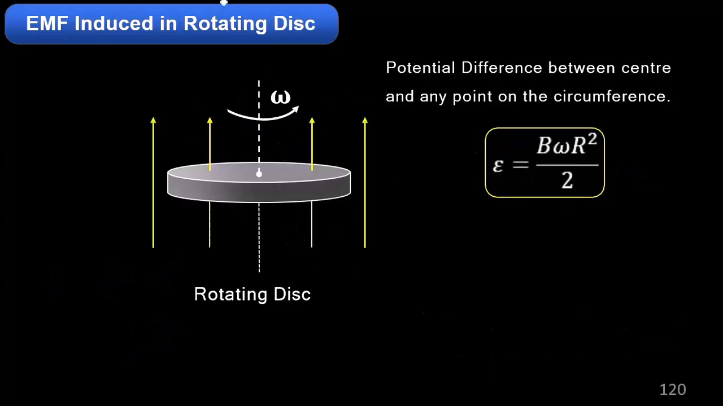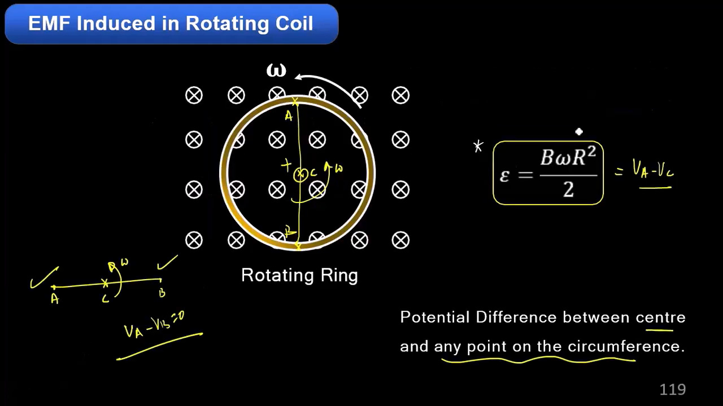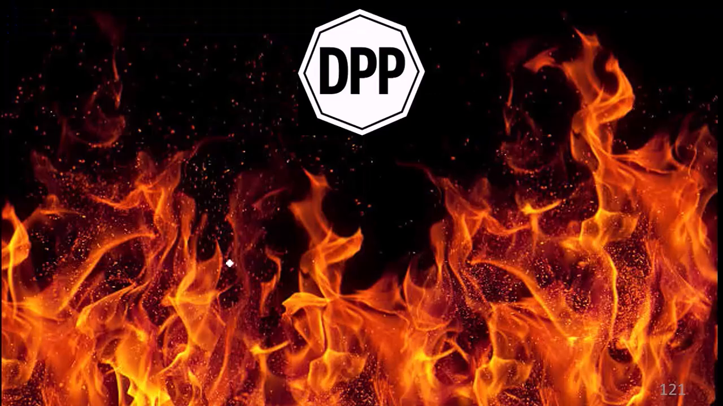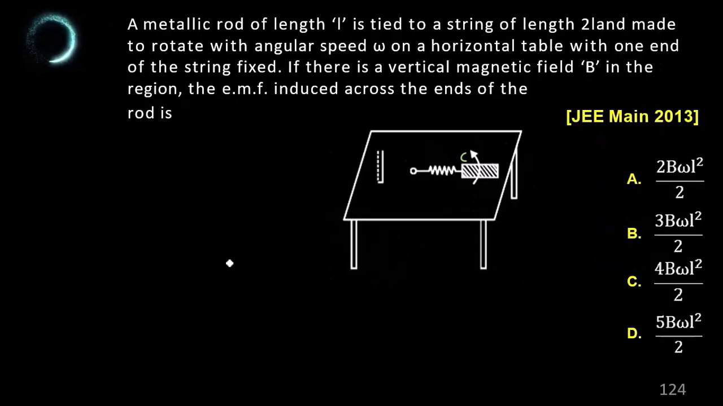Okay, exactly same formula can be explained for the disk also. Potential difference between the center and any point of the circumference, B omega r square by 2. Instead of taking L, এখানে আমরা r বলে ইউজ করছি. So exactly same formula can be applied for the disk, can be applied for the ring, can be applied for the rod. So same formula এখানে অ্যাপ্লাই করা যায়. ওকে, বোঝা গেছে? এটা কর দেখি.